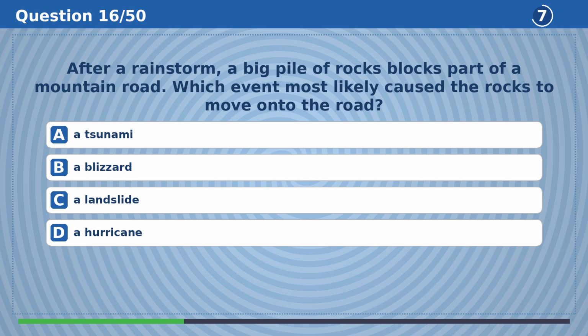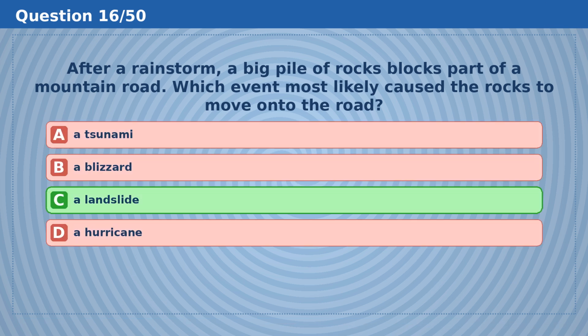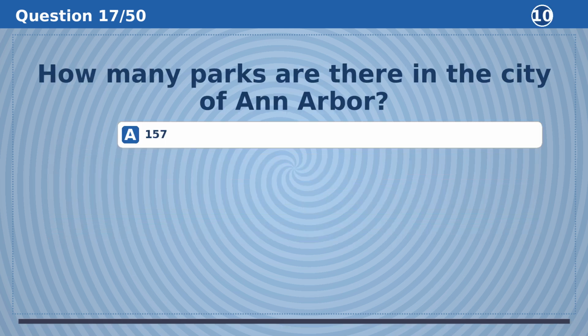After a rainstorm, a big pile of rocks blocks part of a mountain road. Which event most likely caused the rocks to move onto the road? The answer is C, a landslide.